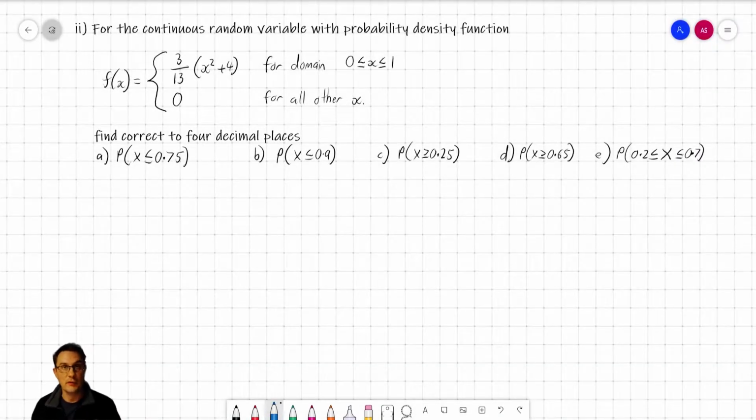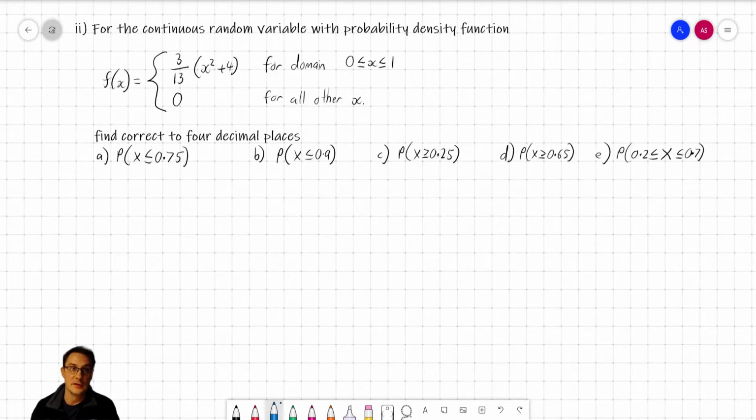Hey, amazing people. We've got another example now where we have a continuous random variable with a probability density function. In this case, f of x is defined as 3 over 13 multiplied in brackets of x squared plus 4, close the brackets, and that's for a domain between 0 and 1.